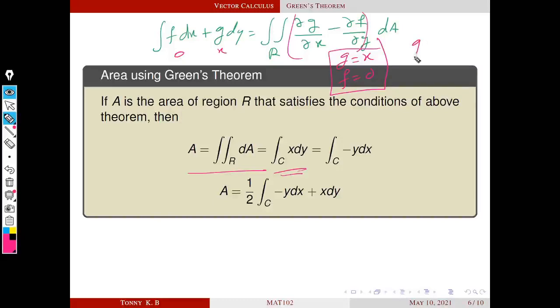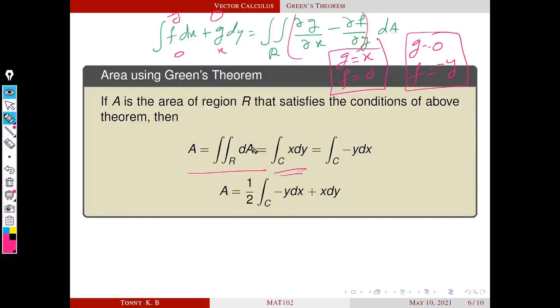Similarly, if you choose g equal to 0 and f equal to minus y, then again this integrand is 1. If g equal to 0, this term is 0, and f equal to minus y, the derivative is minus 1, then minus minus is plus 1. So this choice also gives the area. Corresponding to this choice of g and f, what about the left hand side? Here f is minus y and g equal to 0. So this is integral of minus y dx. That's why area equals integral over C of minus y dx. So these two formulas give the area.